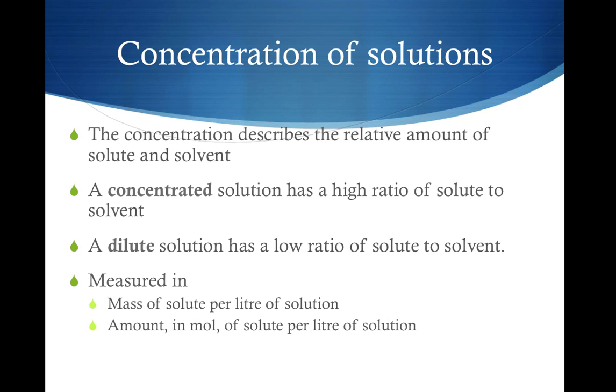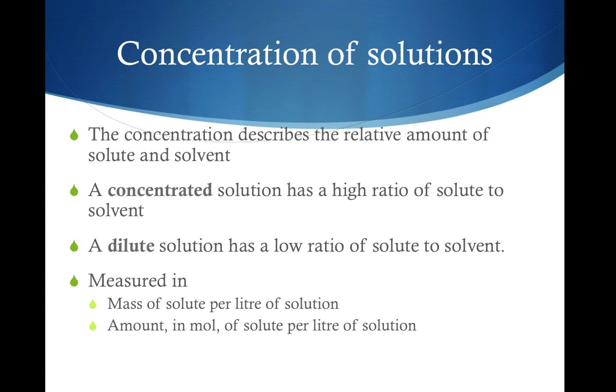Unit 2 Chemistry, Chapter 14, Part 2, Measuring the Concentration. So we can give a numerical value to how much solute is dissolved in the solvent, and we can do that in a number of different ways. The concentration is the relative amount. So if we talk about a solution being concentrated, we mean we've got a lot of solute in a relatively small amount of solvent. A dilute solution is the other way around.